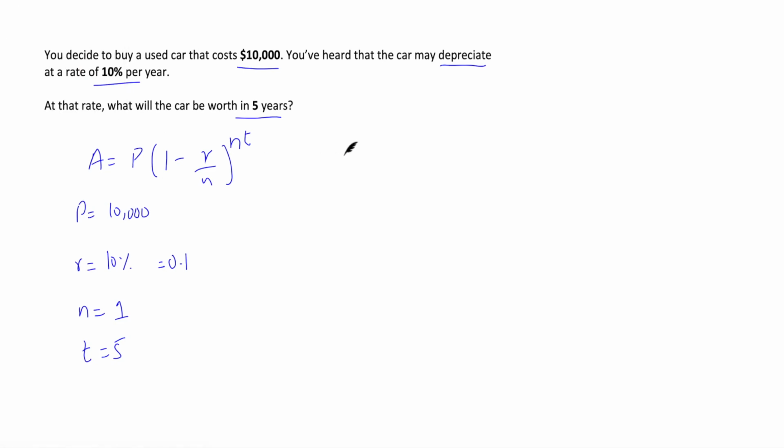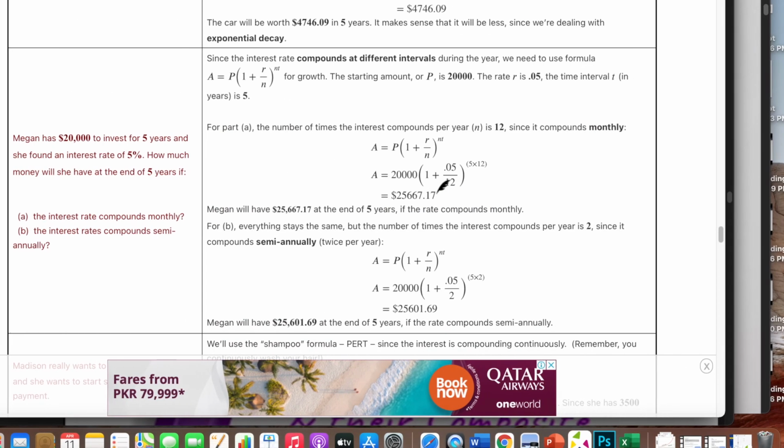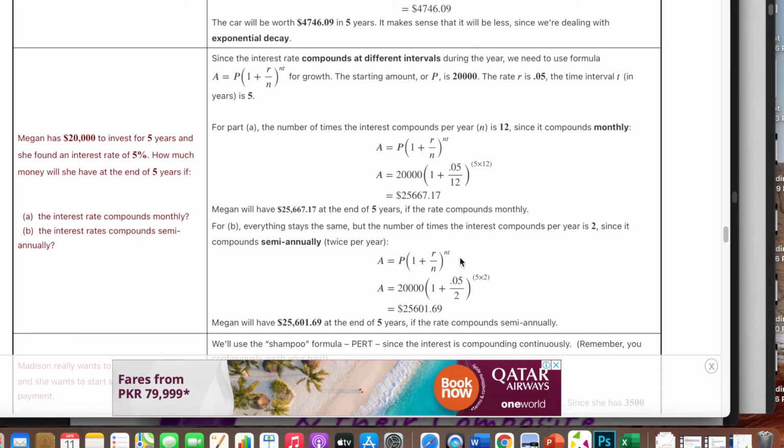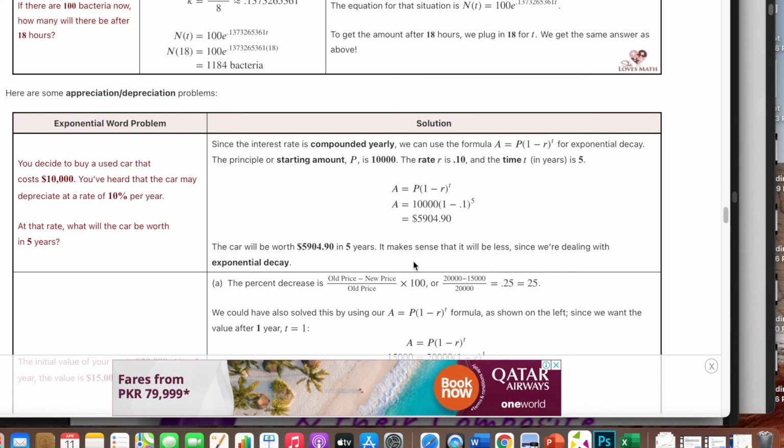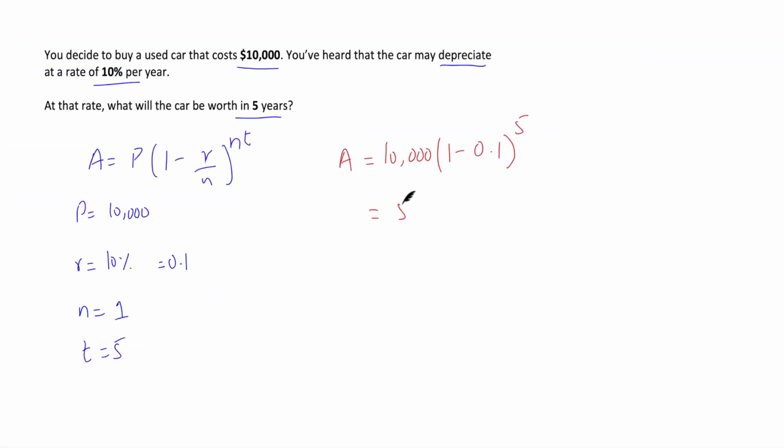So if we plug in the values, what do we get? A equals 10,000 into 1 minus 0.1 raised to power 5. This is what you need to solve, and if you use the calculator, the answer that you will get is, let me do the calculation, just hold on. It's 5904.90. So if I just simply round it off, I will get $5905. This is our answer.